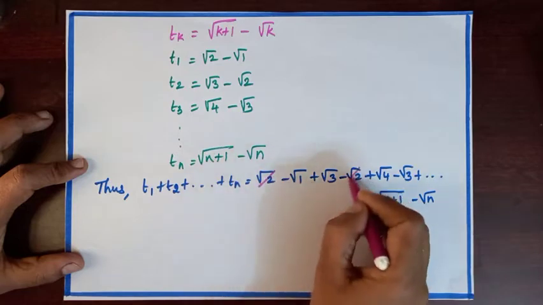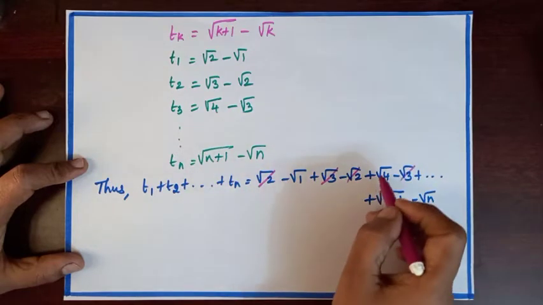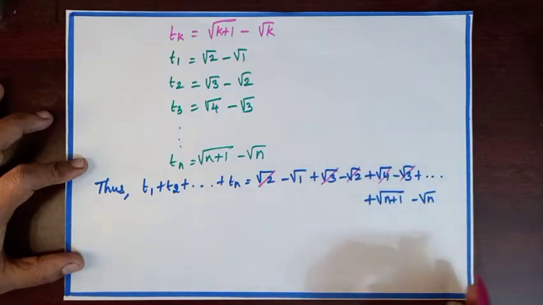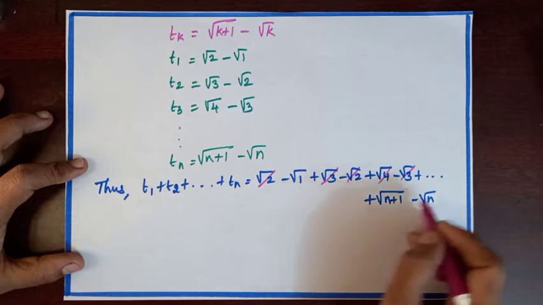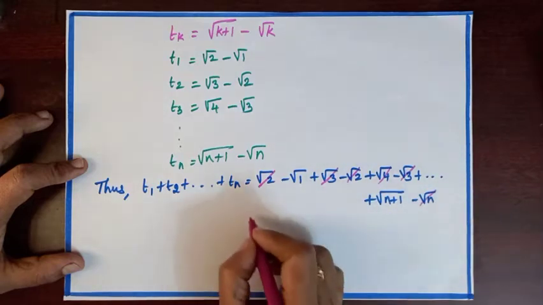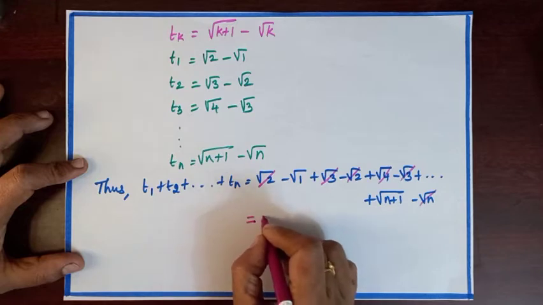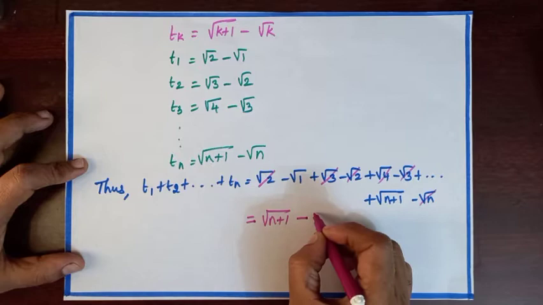Root 2 minus root 2 will be cancelled. Root 3 minus root 3 will be cancelled. In the same way, the next term, root 4, will be cancelled. For root n plus 1 minus root n, the previous term is root n, and that also will be cancelled. The only thing we are getting is root of n plus 1 minus root 1. Root 1 is nothing but 1.